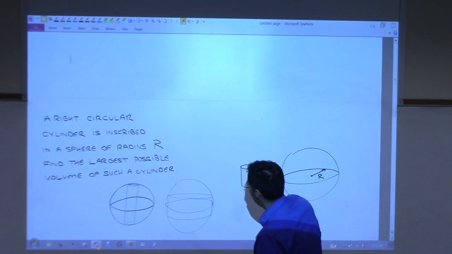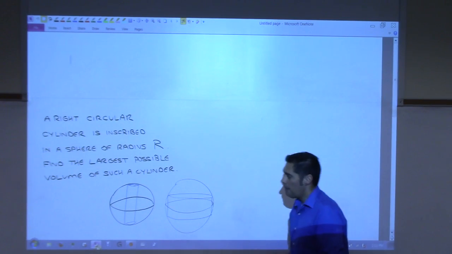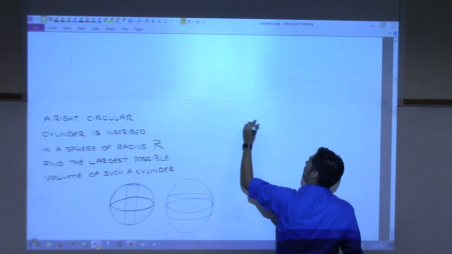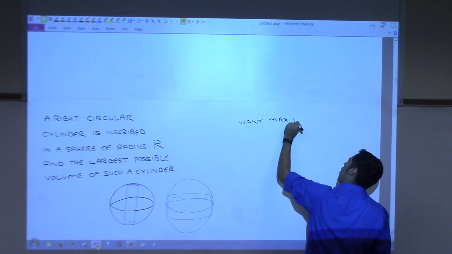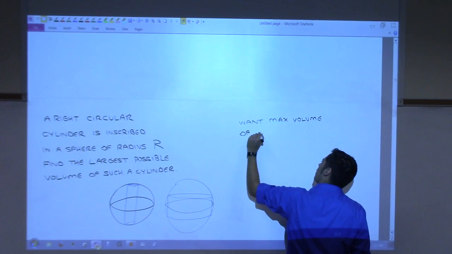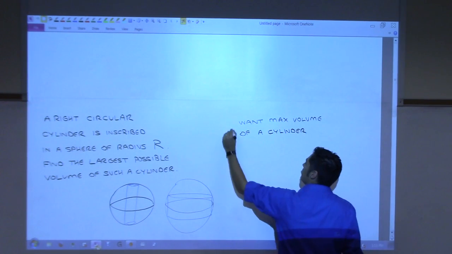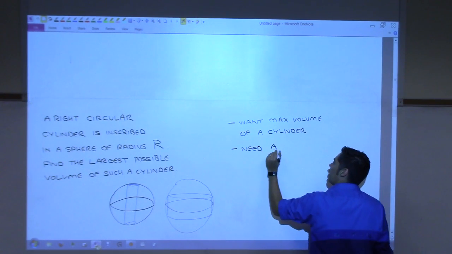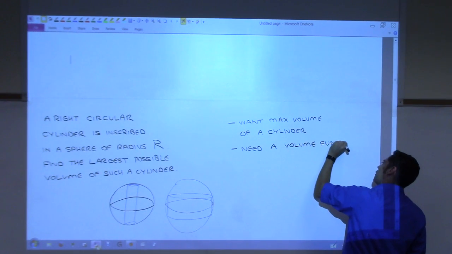All right. So I'm going to start writing some stuff down. What is it that I am trying to find? Maximum, minimum. Which one? I want the maximum volume of a cylinder. Which means I'm going to need a volume function, right?